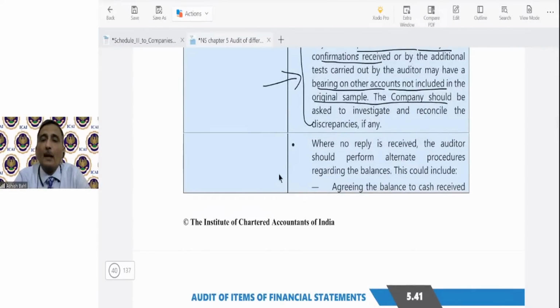And when no reply is received, students, in case of no response, this also we had read about in SA 505, that auditor should perform alternate audit procedures regarding the balances.